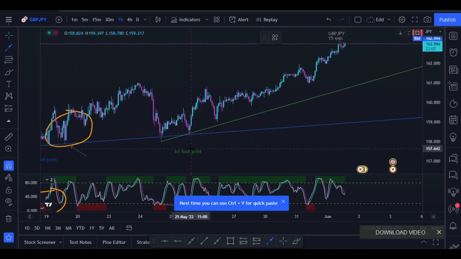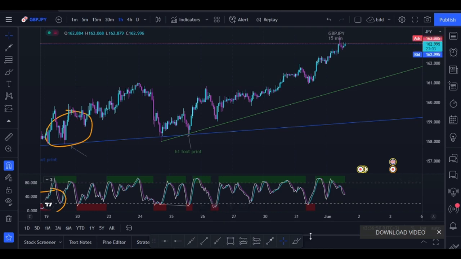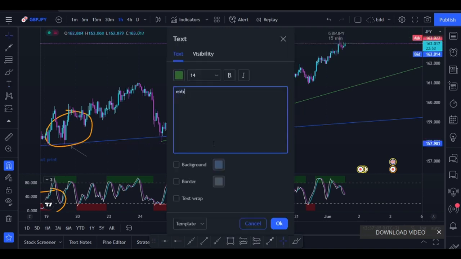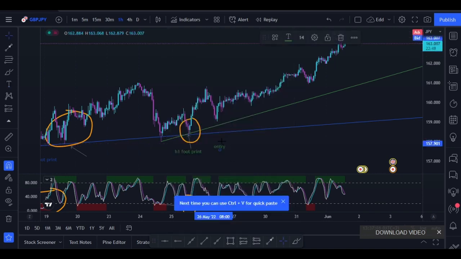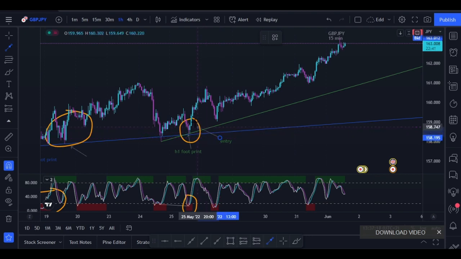So this right here is where the footprint took effect on the 1 hour, and one that entered right there, I mean, this is a lot of money, a lot of money. If you just imagine if you entered right there, that would have been your entry right here.